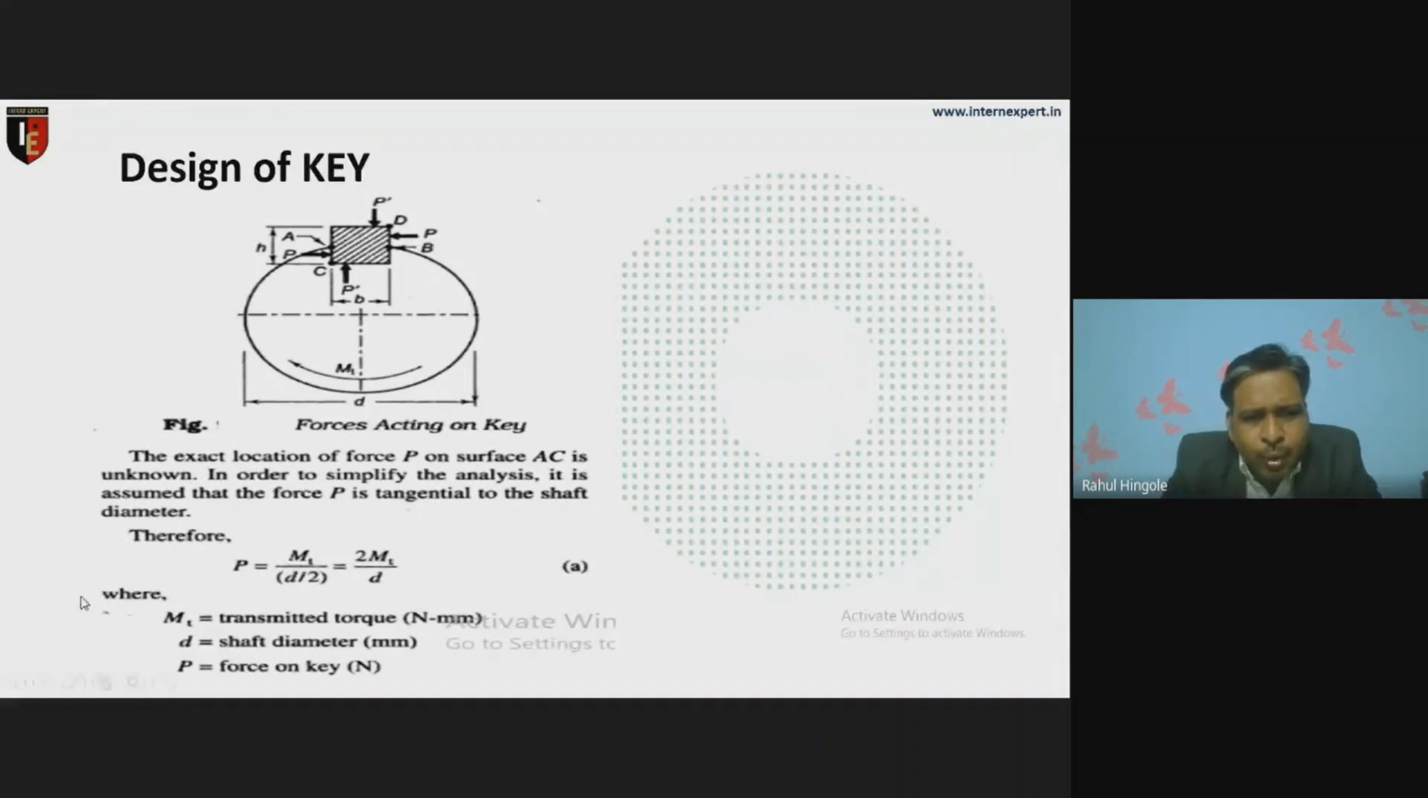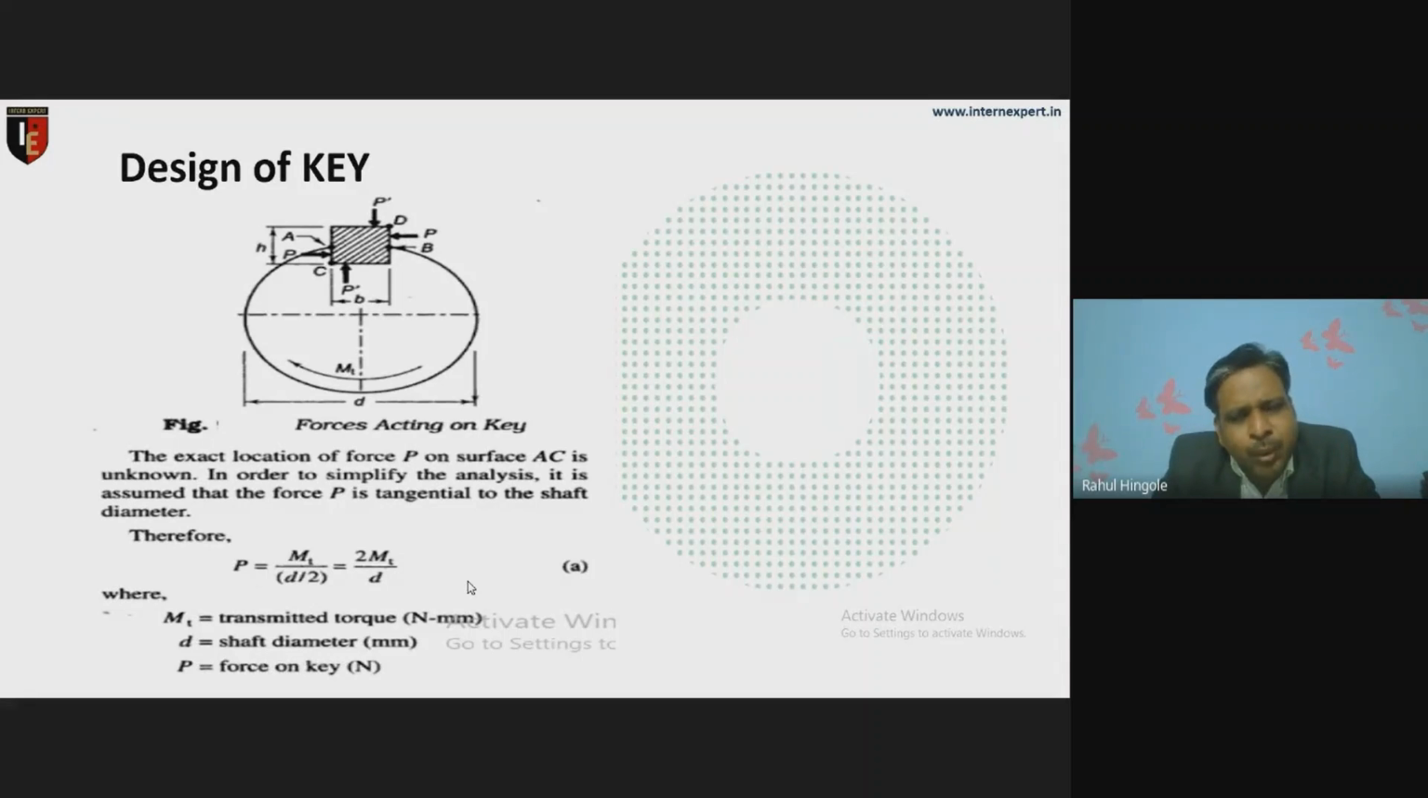So all of you see, force P equals torque Mt divided by d by 2, where d by 2 is the radius. Therefore, P equals 2Mt by d. That is equation number A. Mt is the torque transmitted, in Newton millimeter. d is the diameter of the shaft, in millimeter. P is the force on the key, in Newton.